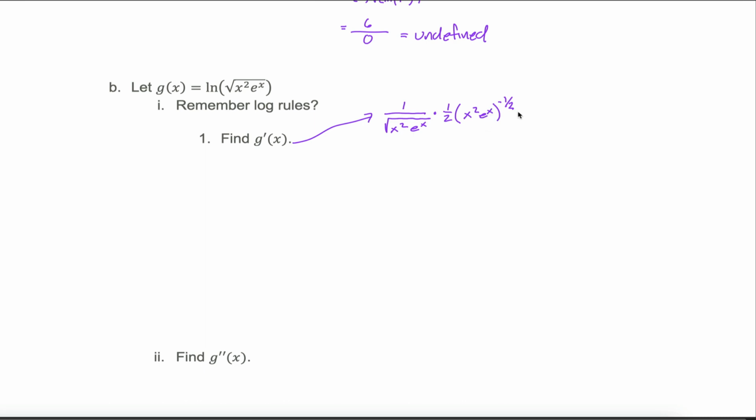But I'm still not done. I have to multiply that by the derivative of x squared e to the x. This is a product of two things. So to take the derivative, I need to use the product rule. The product rule tells me the derivative of x squared e to the x is the derivative of x squared, aka 2x, times the e to the x, plus the derivative of e to the x, which is just e to the x, times x squared. This huge mess right here is my first derivative, which is fine. I mean, I can simplify it a little bit and make it prettier.